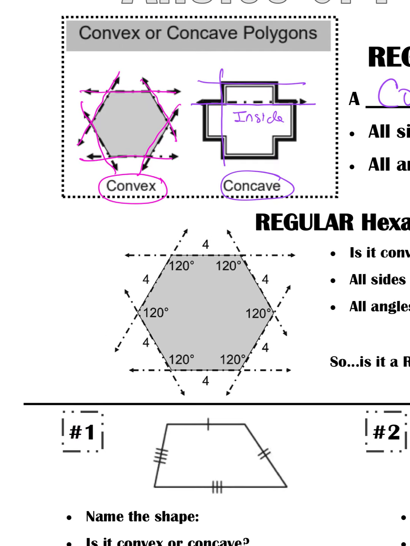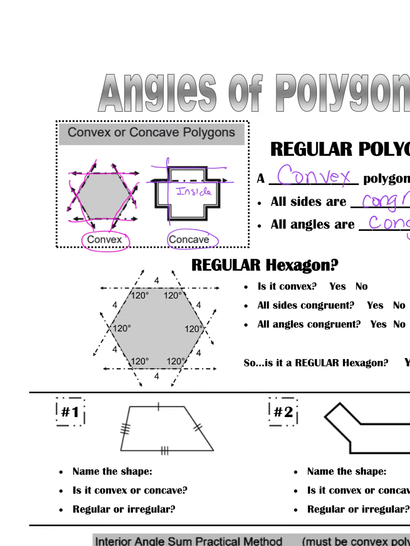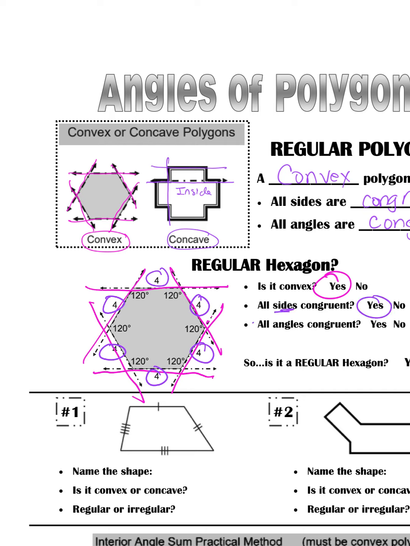So let's look at this one right here. The first question we're asking is, is it convex? So let's go look. Are all of the lines that we are hooking vertices together, are they all on the side? Yes. So it is convex. The next one says, are all sides congruent? So I have a 4 here, a 4 here, a 4 here, a 4 here, a 4 here, and a 4 here. So all the sides are also congruent.